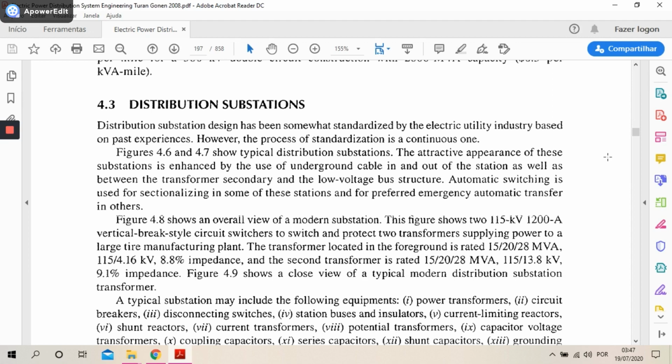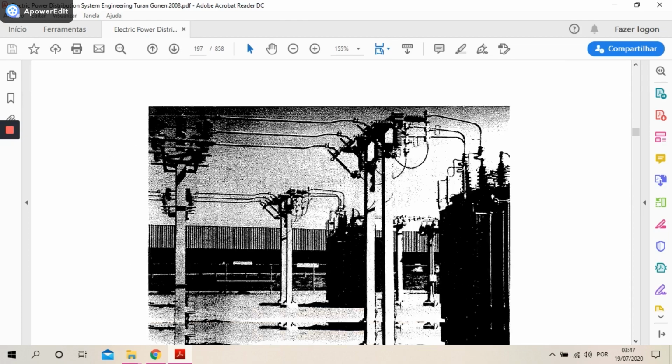Distribution substation design has been somewhat standardized by the electric utility industry based on past experiences. However, the process of standardization is a continuous one. Figures 4.6 and 4.7 show typical distribution substations. Let's see the figures.